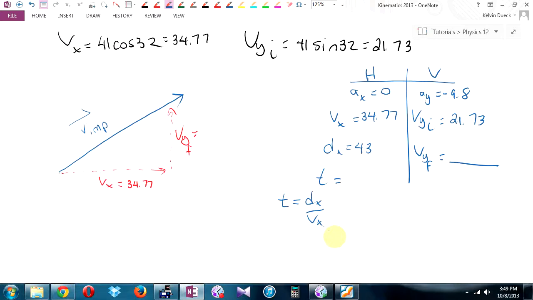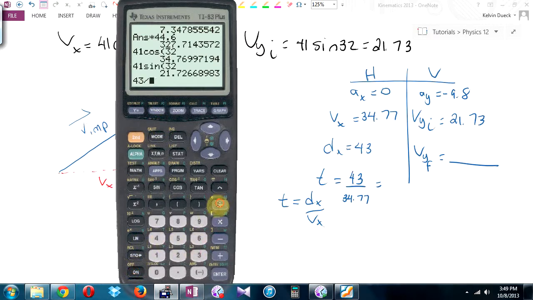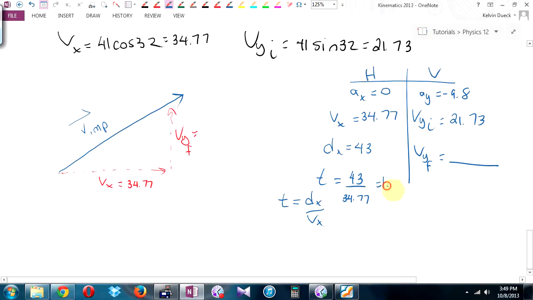So the time of flight is going to end up being 43 divided by 34.77. Time of flight looks like it hits the wall 1.23669. I'm going to go 1.237 seconds after launch. Which means time over here is 1.237 seconds after launch.